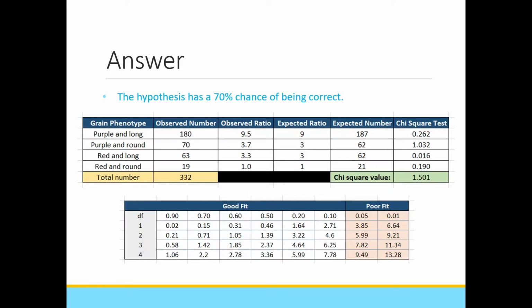So this is what you should have found for this problem here. We should have a 70% chance of being correct. So that's how you would do a dihybrid cross and analyze a probability value in a chi-square test.